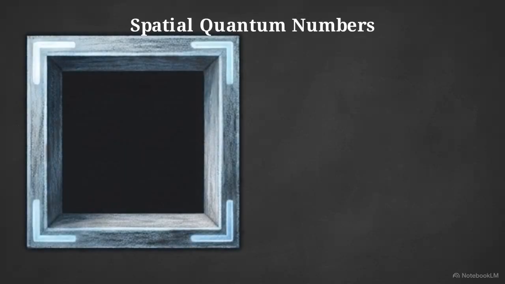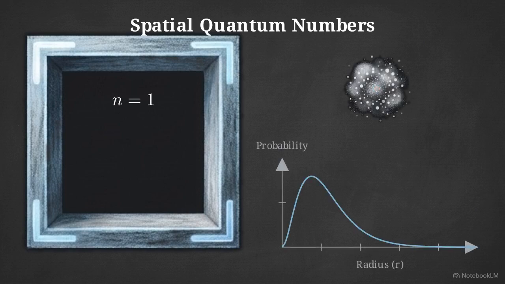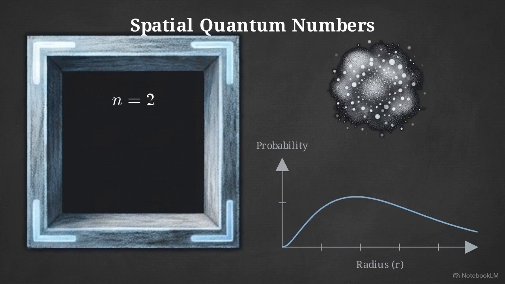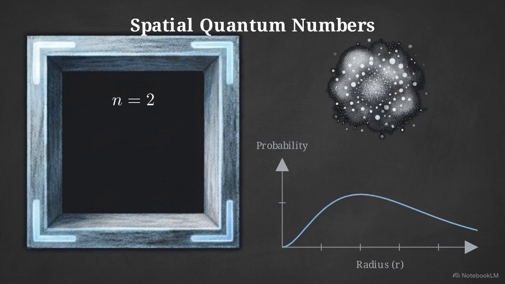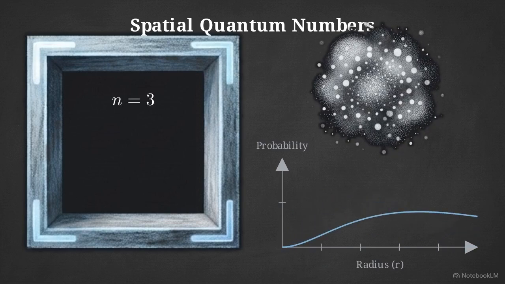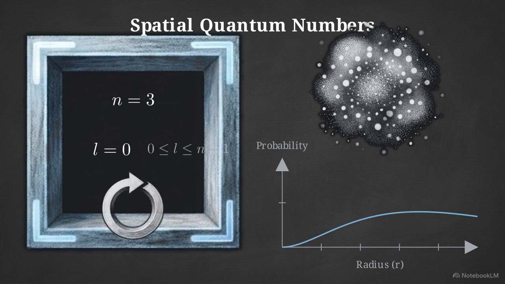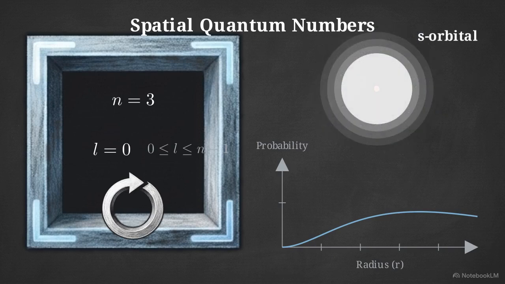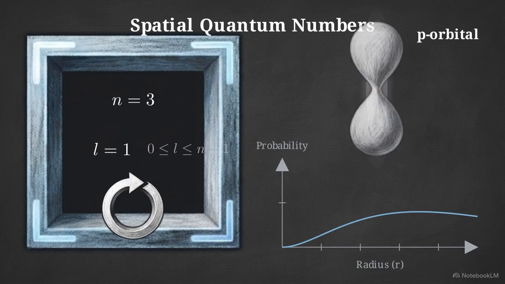These solutions generate three spatial quantum numbers. First is the principal quantum number, n, derived from the radial component of the equation. n determines the primary energy level and the average distance of the electron from the nucleus. The second number, the azimuthal quantum number, l, is derived from the angular component and is strictly limited by n. This number specifies the orbital angular momentum of the electron. l also dictates the three-dimensional shape of the orbital. Integer values of 0 define spherical s orbitals, while values of 1 define dumbbell-shaped p orbitals.